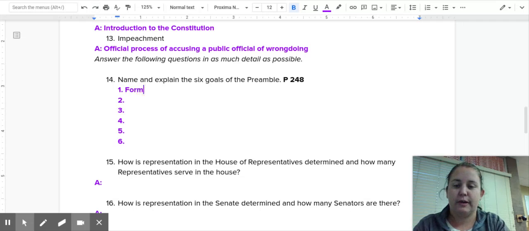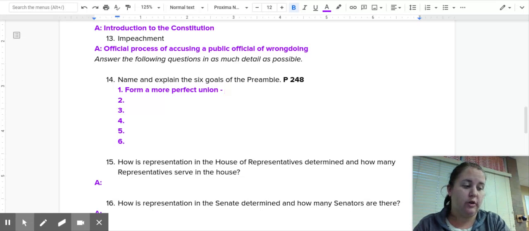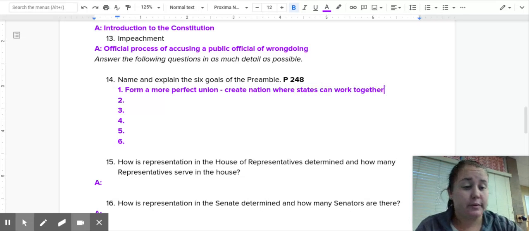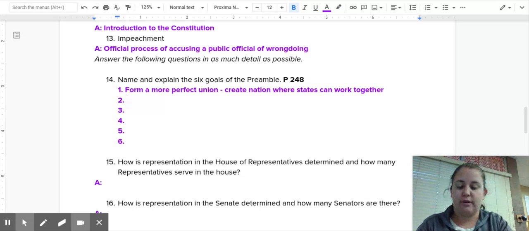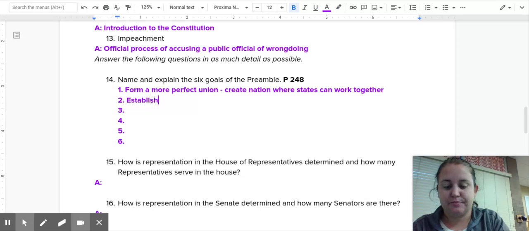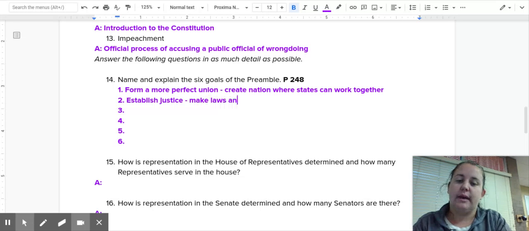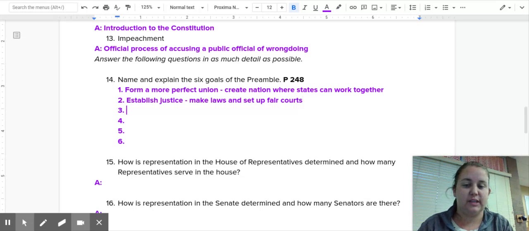So the first goal of the preamble is to form a more perfect union. Remember that they had already had a union. It just wasn't a great one. They want to create a nation where states can work together, because that's not what was happening under the Articles of Confederation. So they're going to make the union more perfect. The second goal of the preamble is to establish justice. And what that means is that they want to make laws and set up fair courts. It doesn't matter in our country who you are, you're going to be treated fairly under the law. That's the idea of justice.